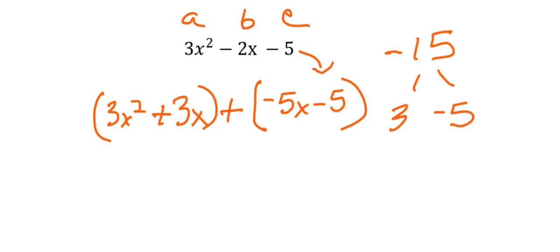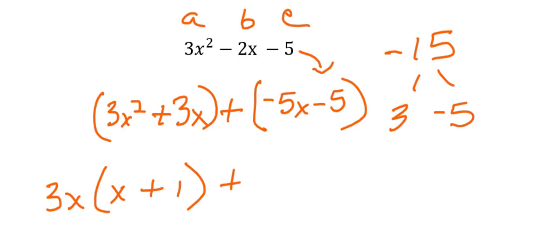Now, let's start to factor them. Let's take the first binomial and pull out a common factor out of here. So what can we pull out of this one? It looks like we have 3x squared plus 3x. So I can pull out a 3x from each one, and I'm left with x plus 1. Bring down my plus sign.